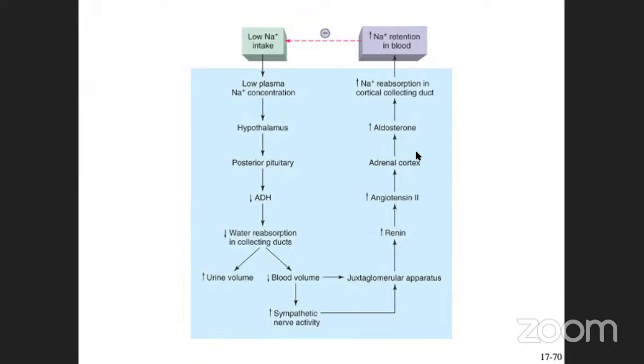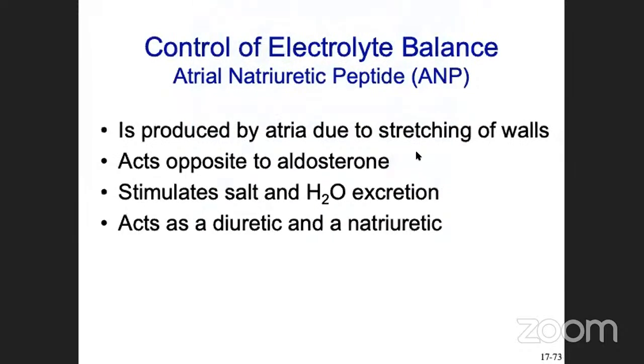And angiotensin 2 will stimulate the aldosterone production by the adrenal cortex, and that increases the aldosterone level inside the system. And after that, they will increase sodium reabsorption in the cortical collecting duct, and more sodium will finally be retained in the blood. So this kind of summarizes what I've been talking about just now.